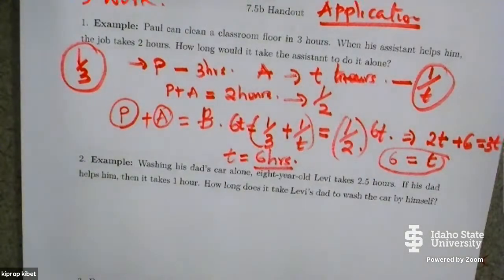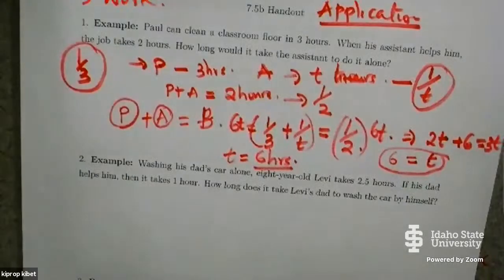Where do you get the plus 6 from? Like the 2t plus 6 equals 3t. So when you open these brackets here, when you multiply 6 and this one, you get 2t. When you multiply 6 and this, you get 6. Yes, that's how we get 6. And then equals, when you multiply this one and this one, you get 3t.